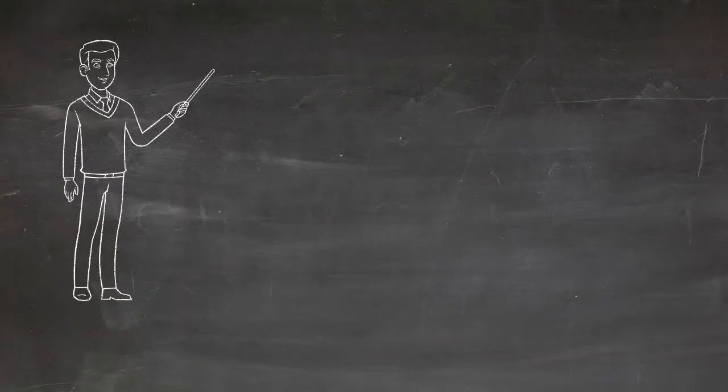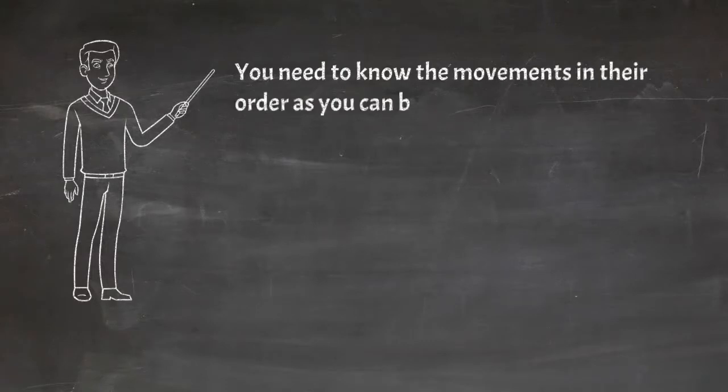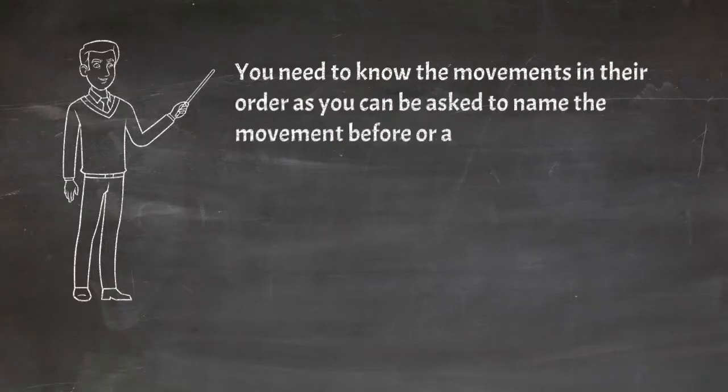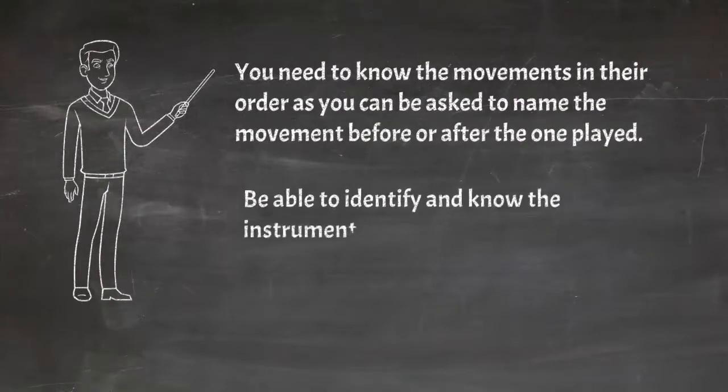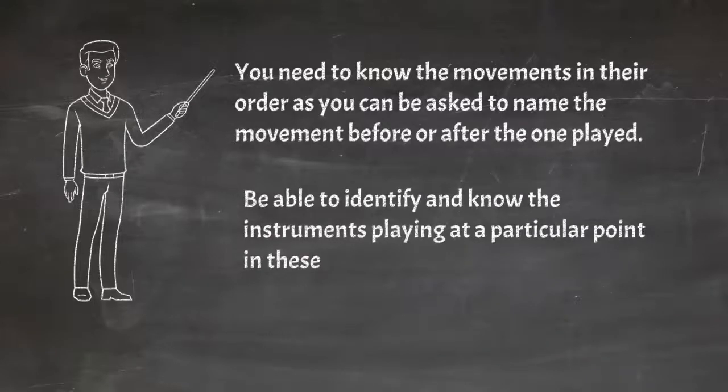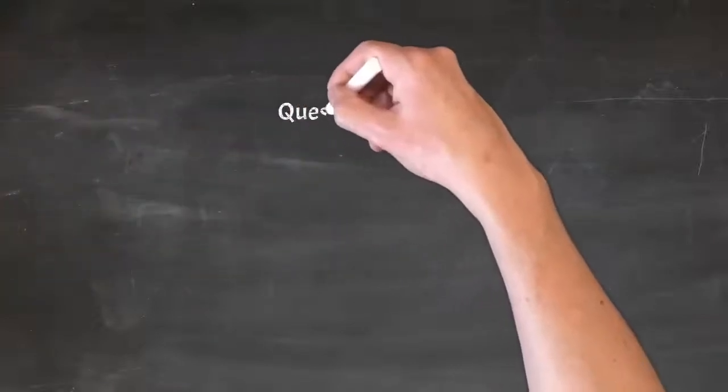You can also be asked to name the movement that comes after the one played or the one that comes before that. Now, this is where you really need to be able to listen and know the order of the movements within that particular set work. You can be asked about instruments playing at a particular point within that same extract. Now, moving on to question number 2.